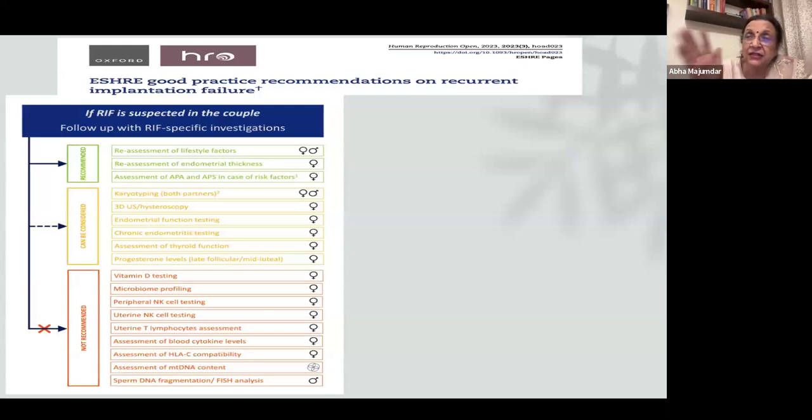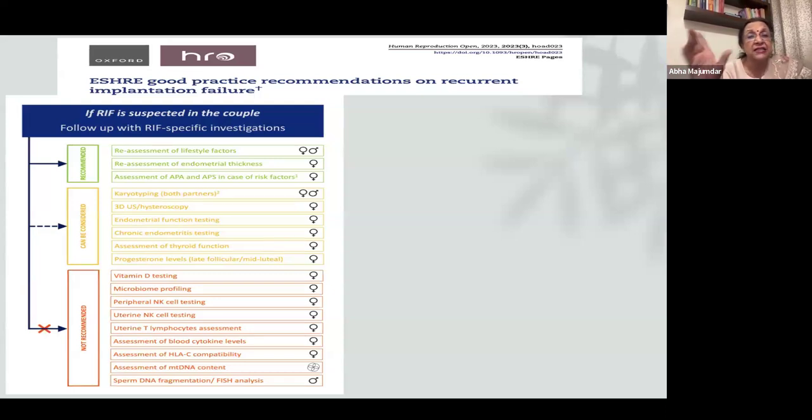But if you suspect RIF truly, then you can think of doing the assessment of APA and APS. And if it is positive, then only you treat with low molecular weight heparin. And what can be considered? Please consider karyotyping, which we usually do for all our patients after 2 embryo transfers fail. Then 3D ultrasound or a hysteroscopy. They've already recommended that in recurrent failure, you can go for a hysteroscopy.